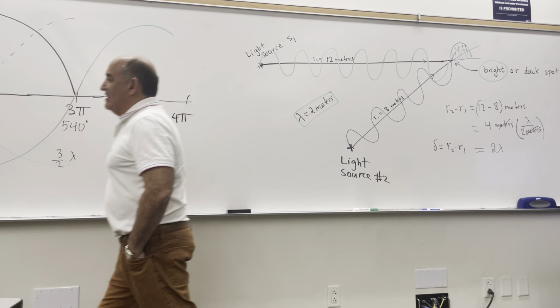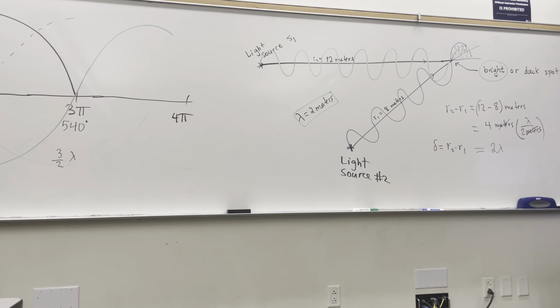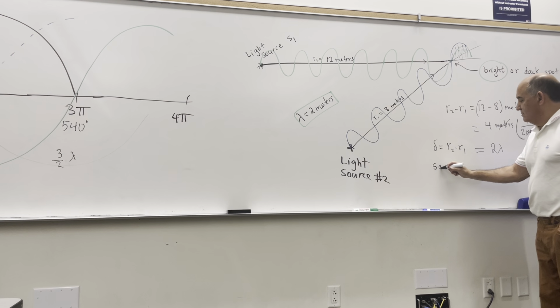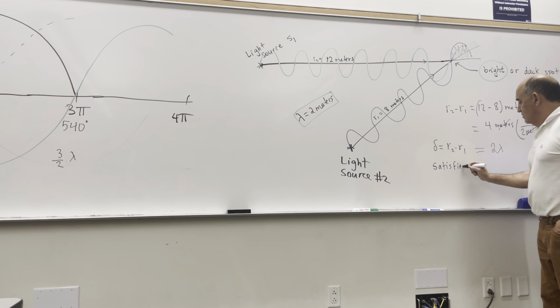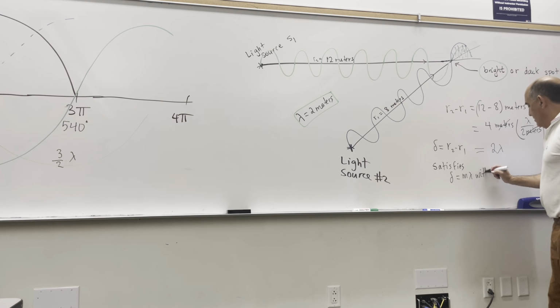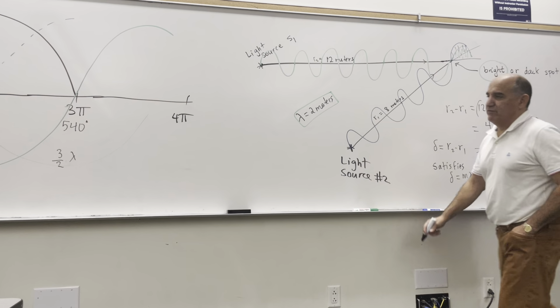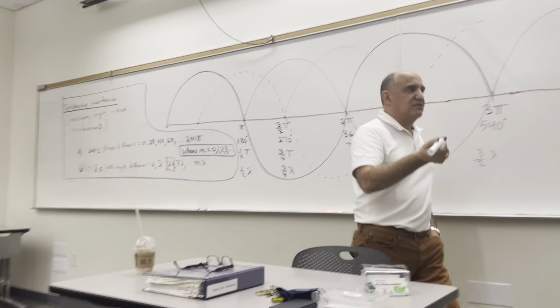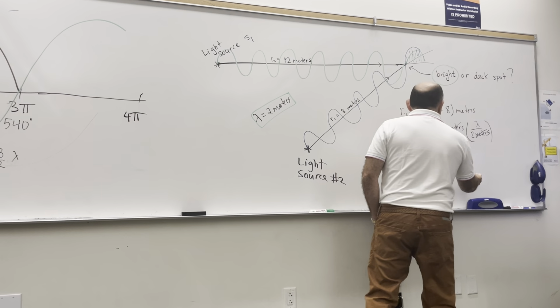And because it satisfies this, that happens to be this one, it's constructive interference, therefore it's bright. So this satisfies the condition that the path length difference is m lambda with m equals 2, which is one of the allowed values. M can only be 0, 1, 2, 3, 47, 153, some positive integer or 0, then it's bright.